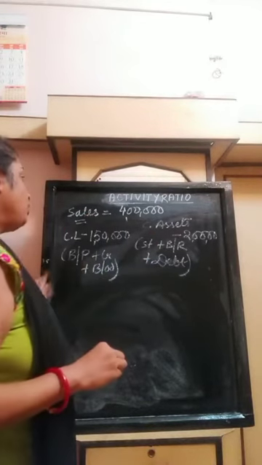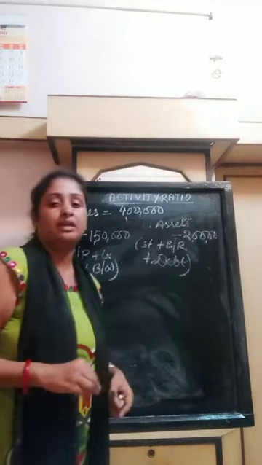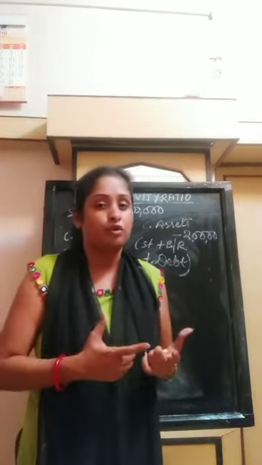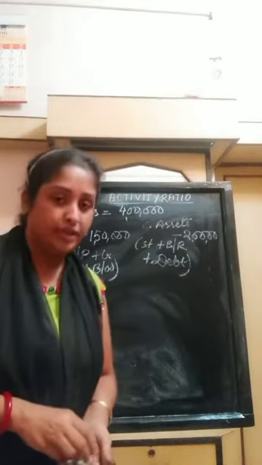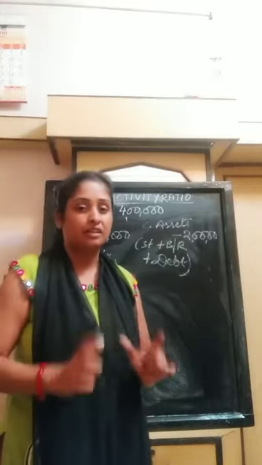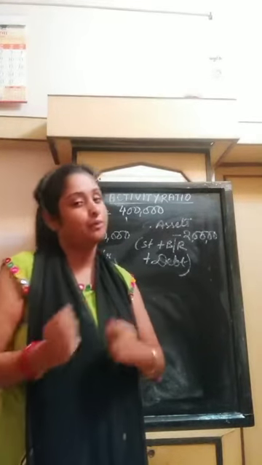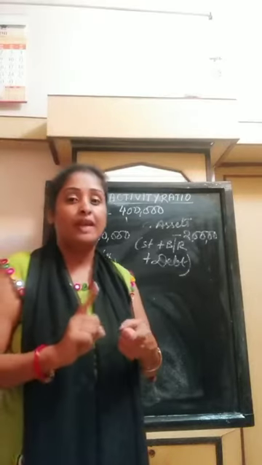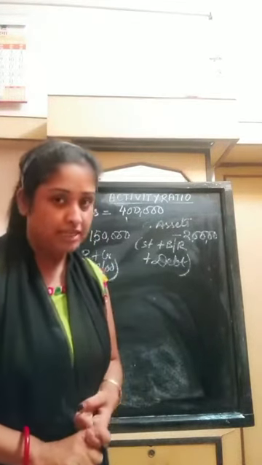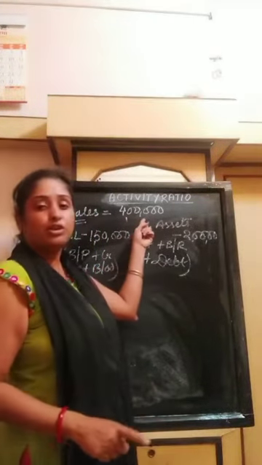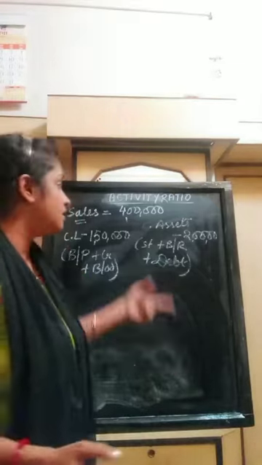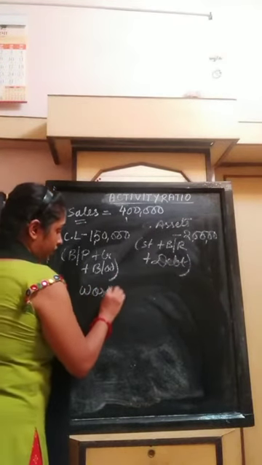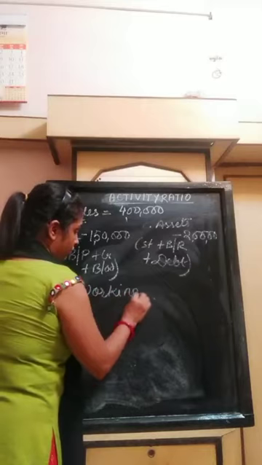Sales can be given to you directly, or you can be given cost of goods sold and profit. You know that if we add cost of goods sold and profit, we get sales. So if they are given individually, you add them up and find the amount of sales. Or if sales is directly given, no problem. You have to apply the formula of the working capital turnover ratio.